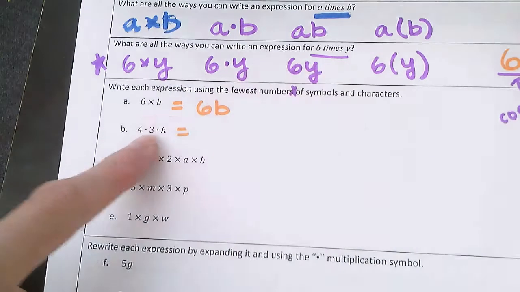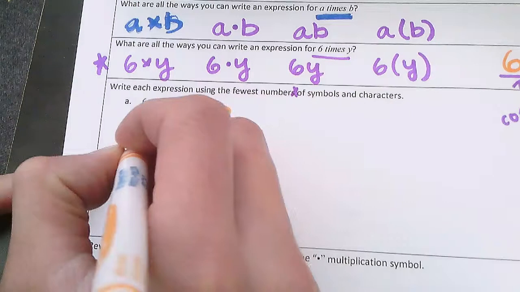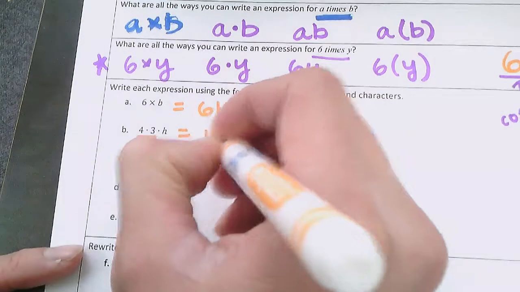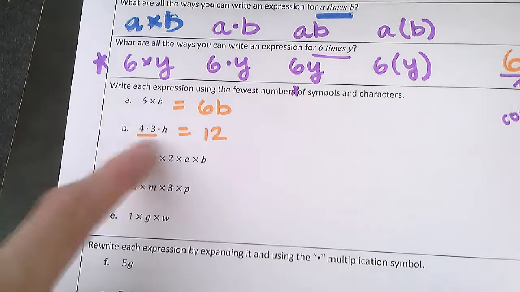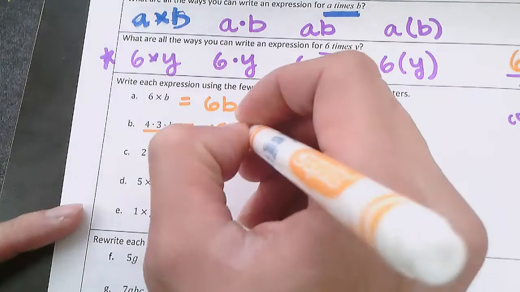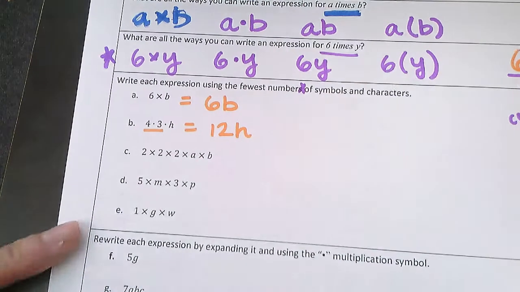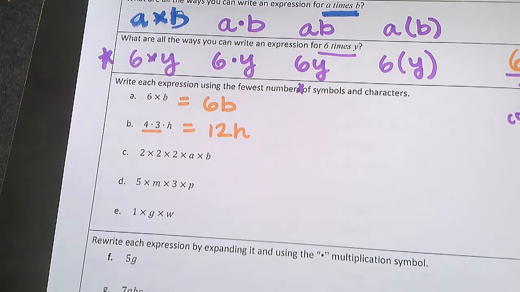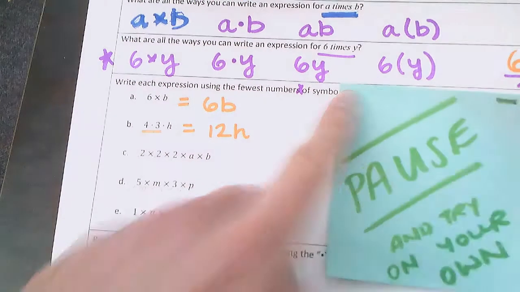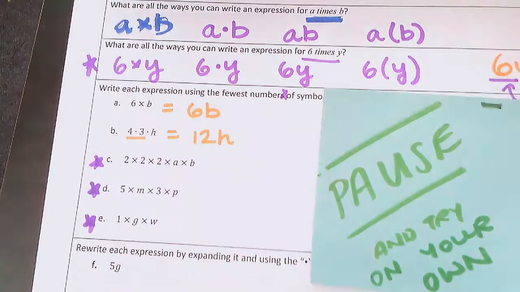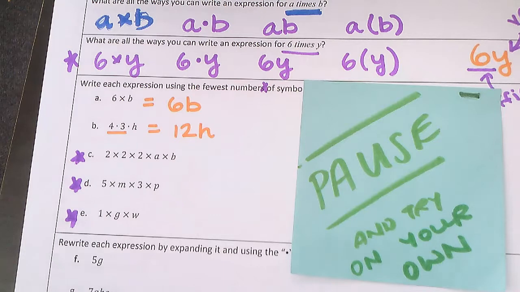Here we have 4 times 3 times h. 4 times 3, we can combine that and get rid of the multiplication symbol, and that would be 12. And then it would be 12 times h, and we can get rid of that second multiplication symbol and just do 12h, because that's the same thing as 12h, but now we have fewer symbols. This is what we're calling consolidated form. Okay, so now you're going to pause, try these three on your own, C, D, and E, and check back in when you're finished.